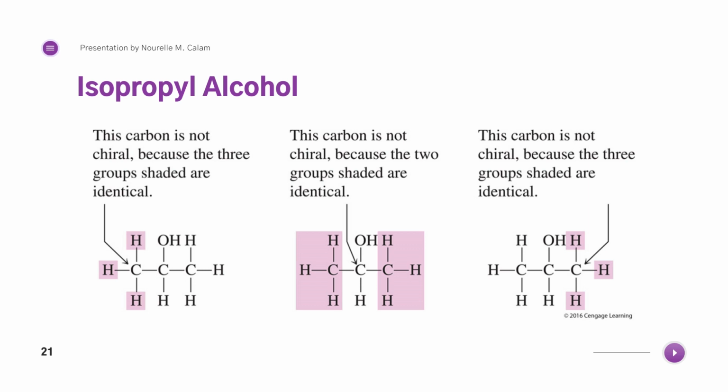If you refer to the image on the screen, you can see that the first carbon atom is not chiral because the three groups shaded are identical. If you take a look at the first carbon atom, you can see that three of the four groups attached to that carbon are all identical. They're all hydrogen atoms. Thus, the first carbon is not chiral. Now let's take a look at the second carbon atom. Still, this carbon is not chiral because the two groups shaded are still identical.